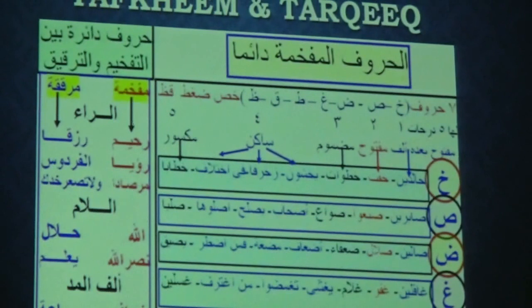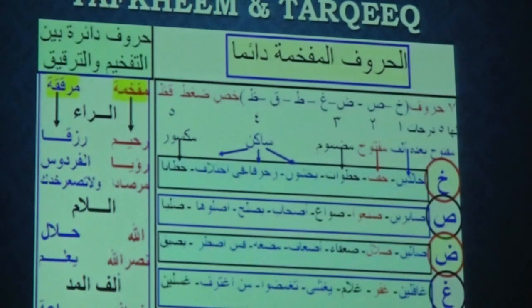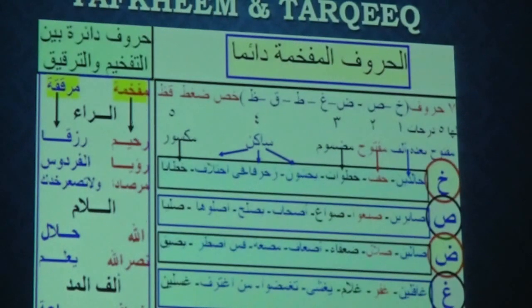This is a slide from the Tafkhim and Tarqiq with some examples, and I'm hoping that it's clear enough. I mean, we don't have to talk about details about this. So on the right side you have the letters of isti'la, the letters that are always strong, with some examples. And then on the left side you have the letters that are sometimes soft and sometimes strong, with some examples.